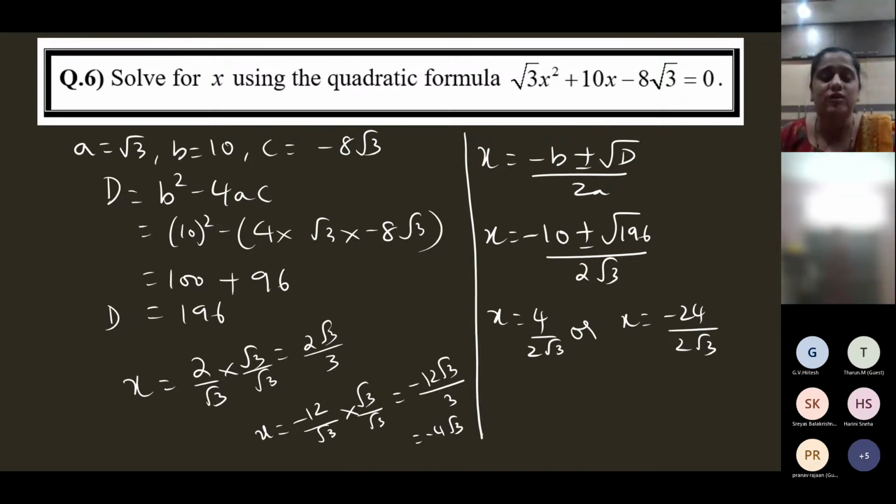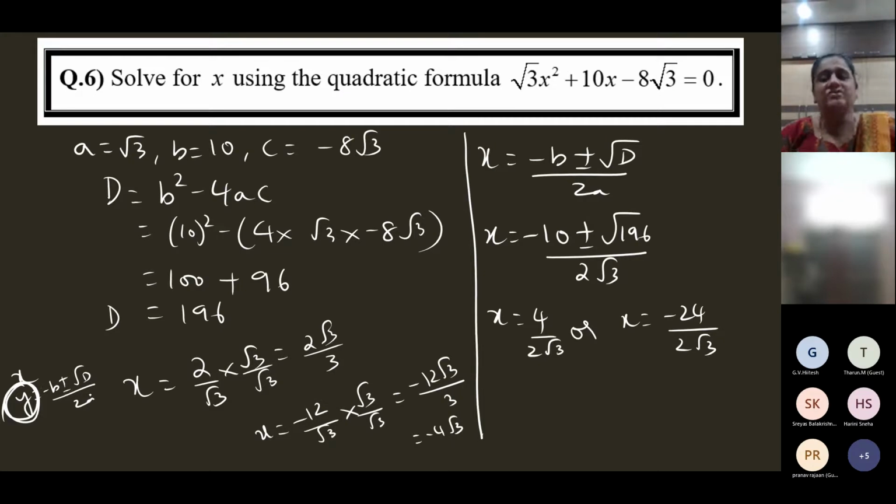So these are the two values for x. These are the solutions: 2 root 3 by 3 and minus 4 root 3 are the solutions of the quadratic equation, and we found them using the quadratic formula. If the quadratic equation is in y, then you must write y is equal to minus b plus or minus root D by 2a. You should not always write x is equal to. You must write the variable here, not always x.